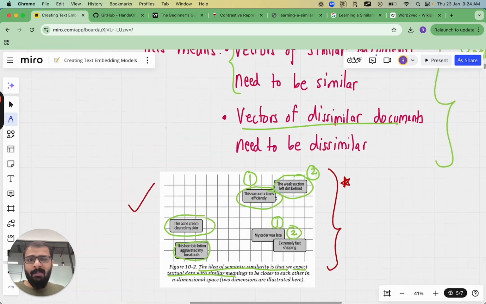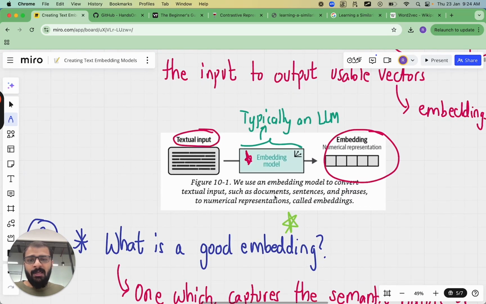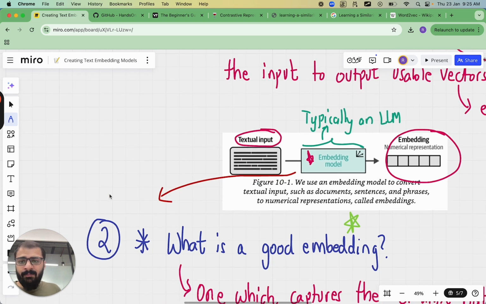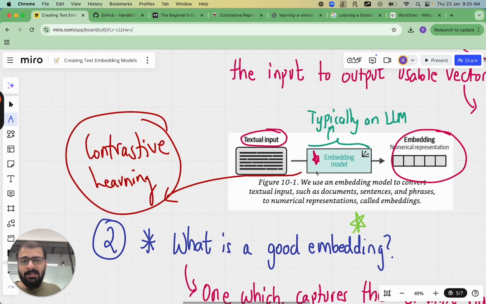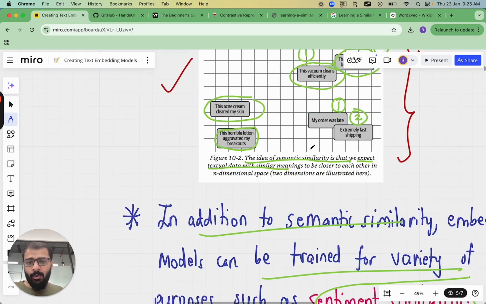So remember this schematic which I showed you. There is a textual input which goes through an embedding model and then there is an output. The way these models are developed, contrastive learning is a technique which helps development of such embedding models, which we are going to learn about today.